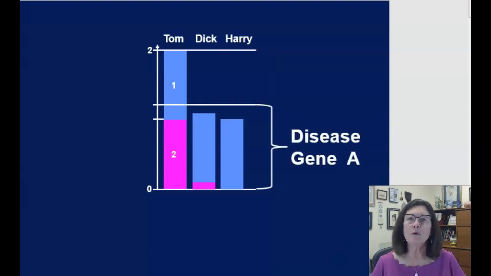Now, for disease gene A, now we have 3 people, Tom, Dick, and Harry. Tom, of course, has 2 copies of this gene, and all is well.